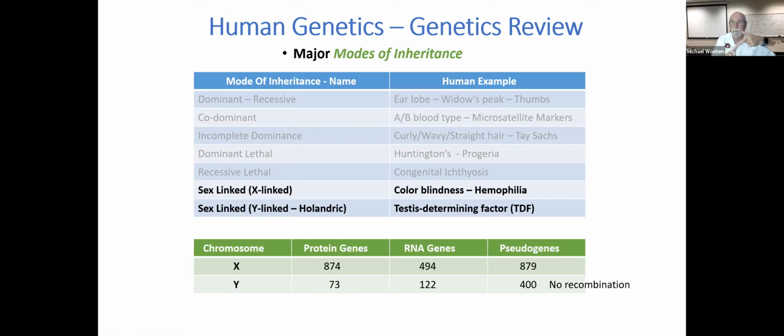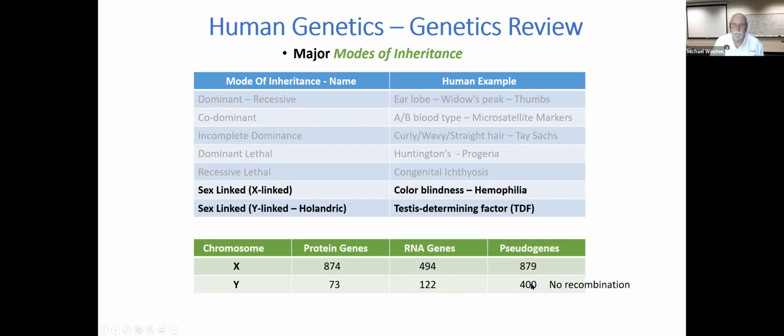So in that small region, you actually do have things like codominance, incomplete dominance, and all that, because you've got both copies there. You don't have the holandric effect. There are some RNA genes. These are copies of genes that are found in other places. They're not unique to the Y chromosome. And there's about 400, which is a lot considering it's a tiny little chromosome.